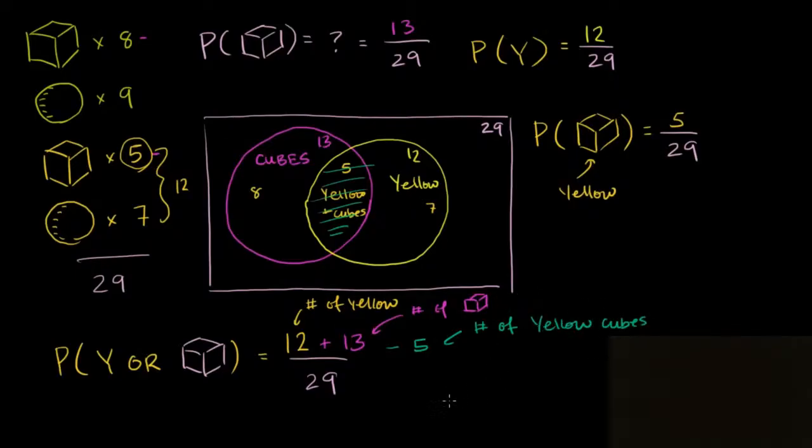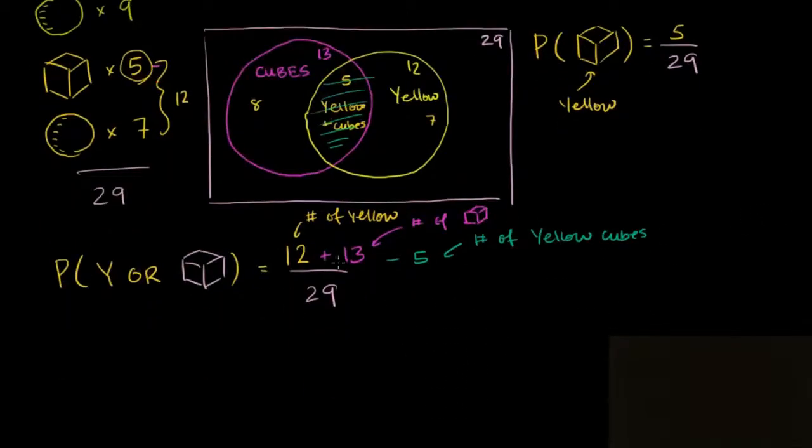It feels weird to write the word yellow and green. The number of yellow cubes. Or another way to think about it, and you could just do this math right here: 12 plus 13 minus 5 is what? It's 20, right? Did I do that right? 12 minus, yep, it's 20. So that's one way, you just get this is equal to 20 over 29.